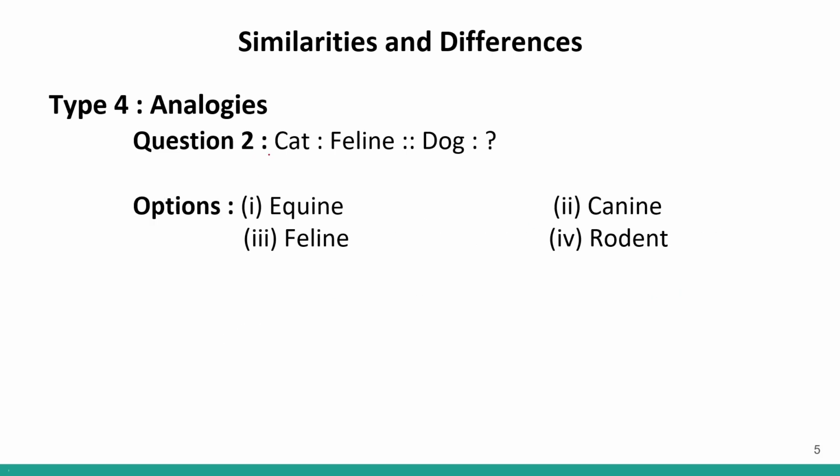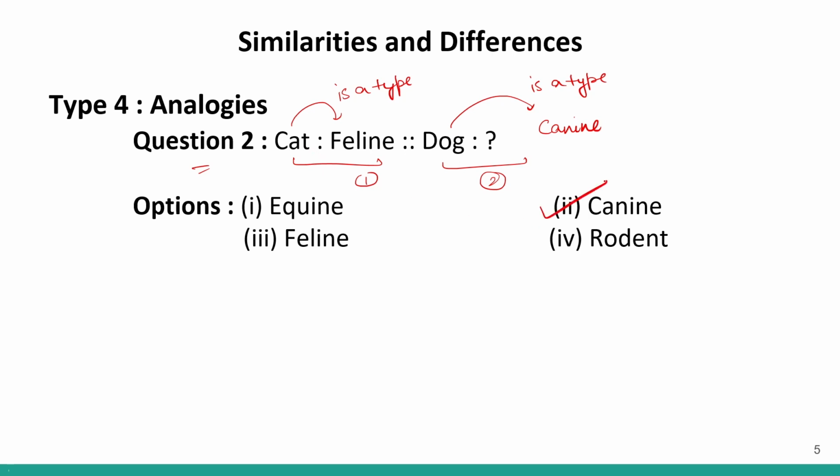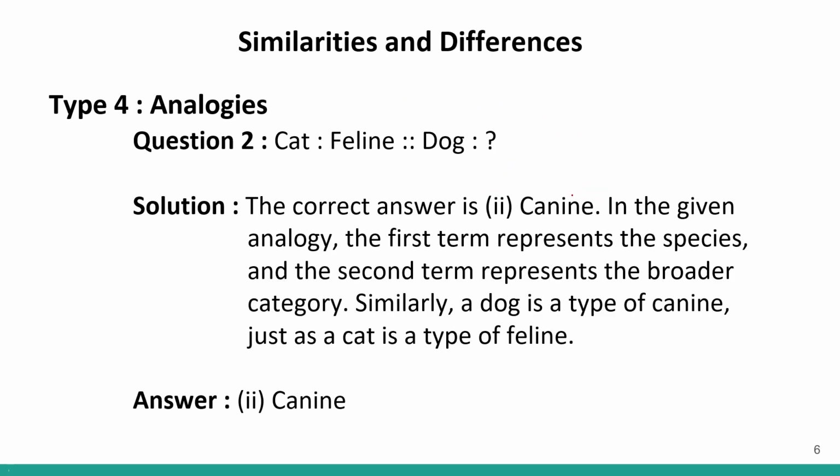Now, analogy question number 2. Cat is to feline as dog is to what? So, cat is a type of feline animal. This you should know, right? Similarly, dog is a type of canine animal. So option number 2, canine will be the correct answer.